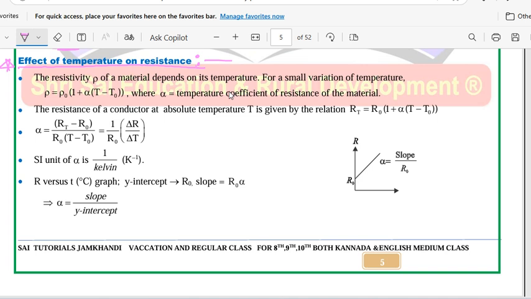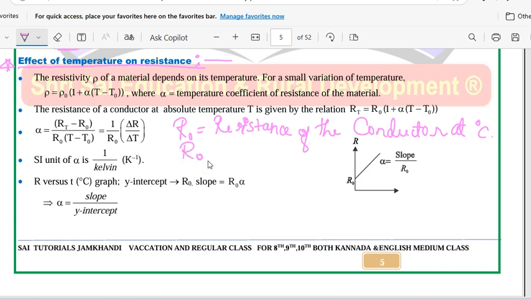Suppose R naught is the resistance of the conductor at 0 degree Celsius, and R is the resistance of the conductor at T degree Celsius. So the resistance increases or decreases depending on the temperature.